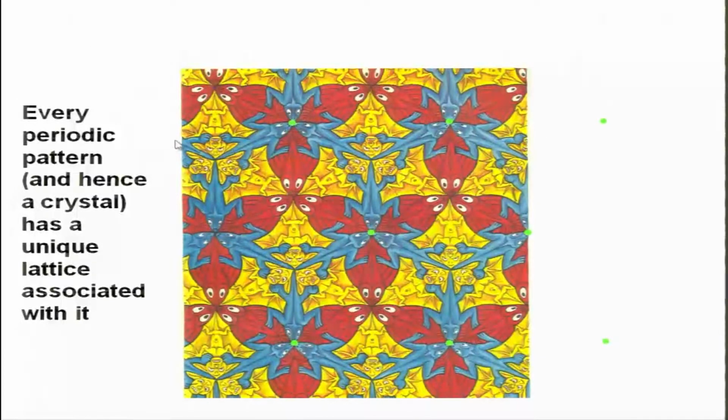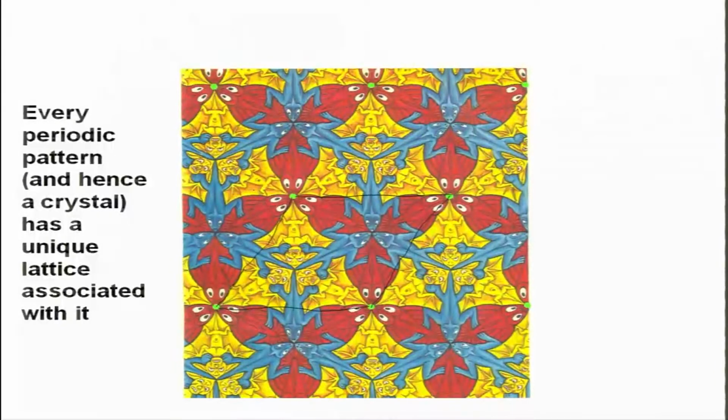So basically you can say that every periodic pattern, and as a result a crystal, has a unique lattice associated with it. So when you now make a lattice out of it, if you go to the previous one, this was a previous scenario. So what is the lattice in this case? The lattice would be, if you come from here, let me now draw it for you. Yes. So this, and this. Okay.